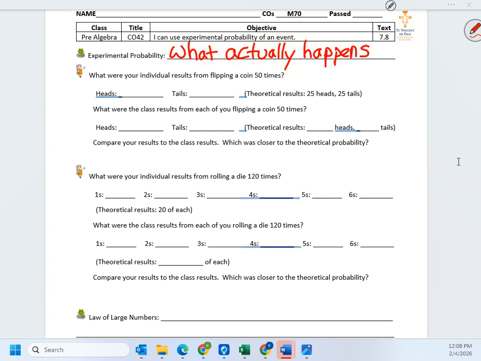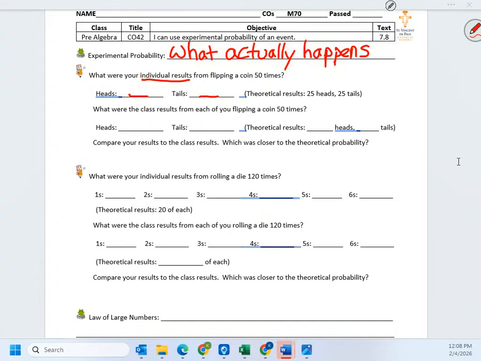So let's look at our results. So you're going to have to look back at your CO41, and you're going to write in your individual results from the coin flips. How many heads did you get, and how many tails did you get? So right now, look back at your result.